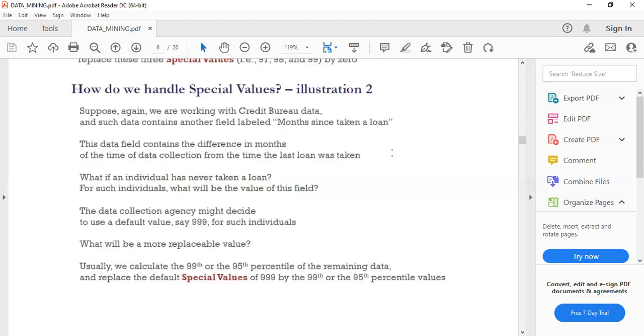What will be a more replaceable value? Usually we calculate the 99th or the 95th percentile of the remaining data, and replace the default special values of 999 by the 99th or the 95th percentile values. Okay, understood?